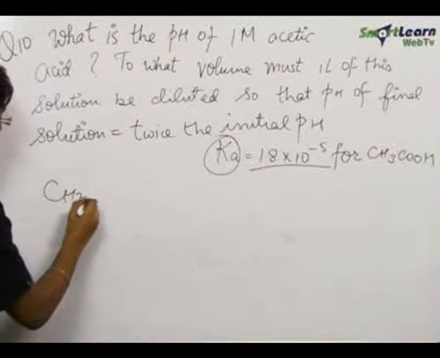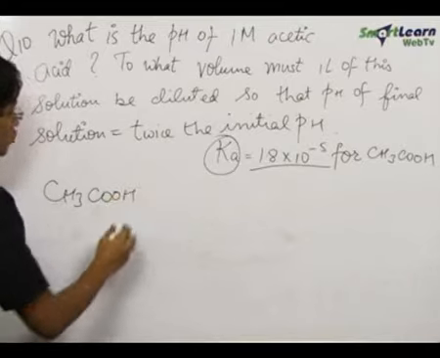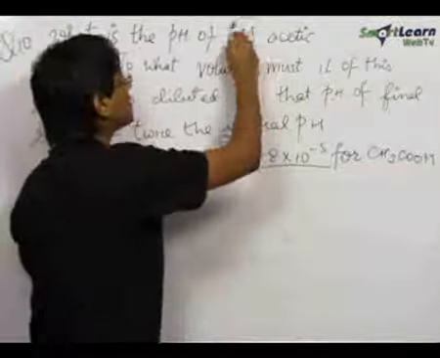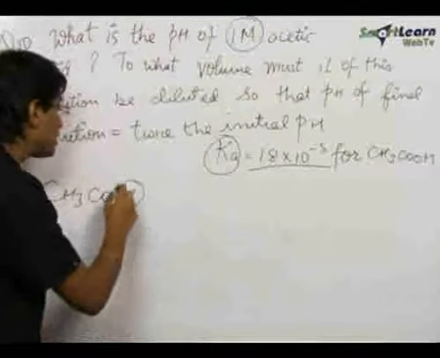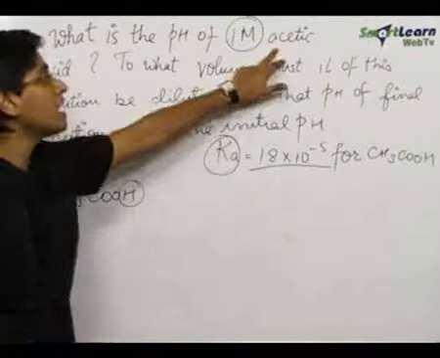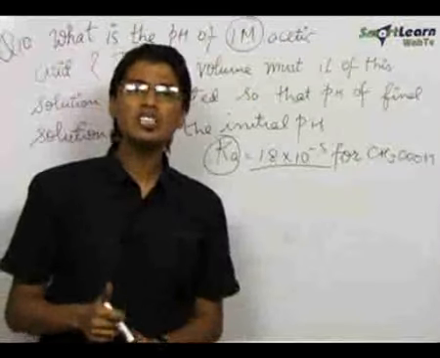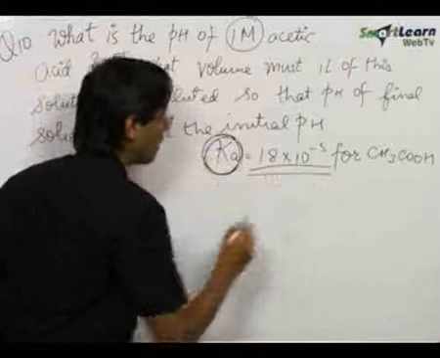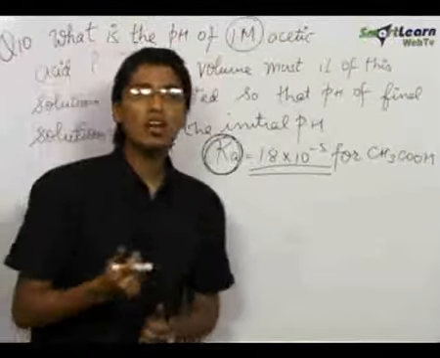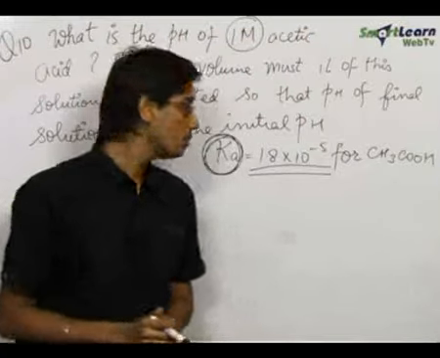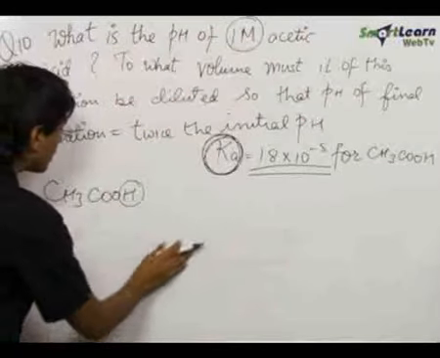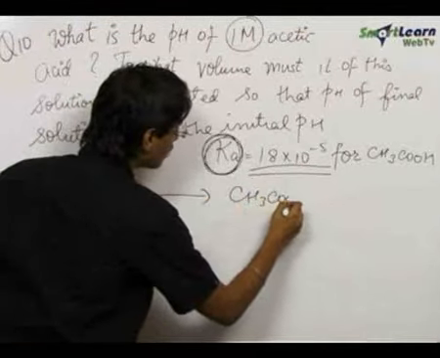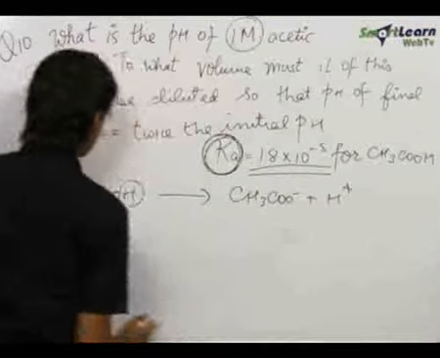Now CH3CO2H, as you can see, has one ionizable H, but you cannot directly say that the concentration of acetic acid is equal to the concentration of hydrogen ion, because acetic acid, being a weak acid with a low dissociation constant, as you can see from the value, will form only a small amount of H+ ion concentration. Let us consider the reaction CH3CO2H dissociating into CH3CO2^- plus H+.